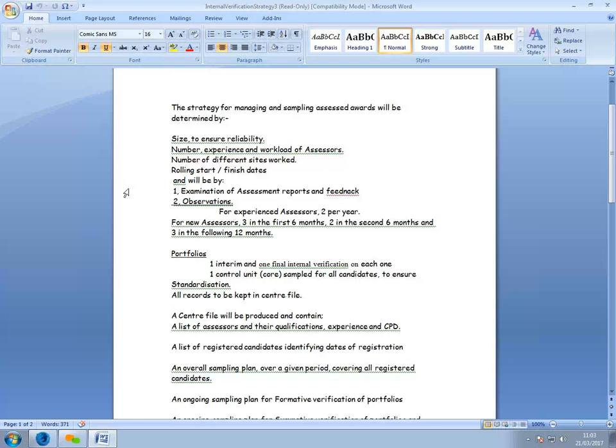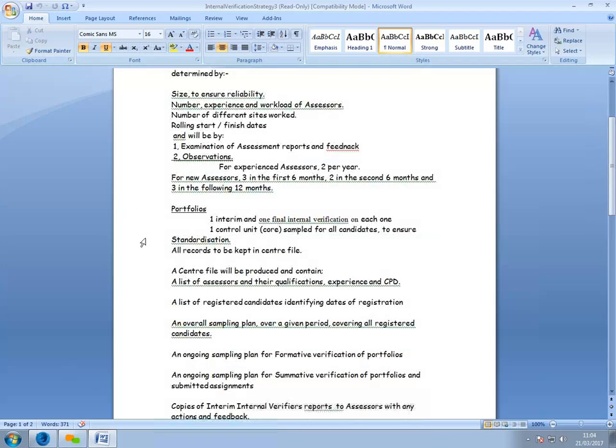Now, those were for that particular organisation, because none of the assessors were particularly experienced. There were a couple that had been doing it for a while, but whether I would have declared them as experienced is another matter. So I said 2 per year there, but with an experienced group of assessors, probably 1 a year will be sufficient. For new assessors, 3 in the first 6 months, 2 in the second 6 months, and then 3 in the following 12 months. So they've probably dropped that to 2 in different circumstances. These are quite heavy observations, or quite a workload for the internal quality assurer. For the portfolios, there'll be at least 1 interim and 1 final internal verification.